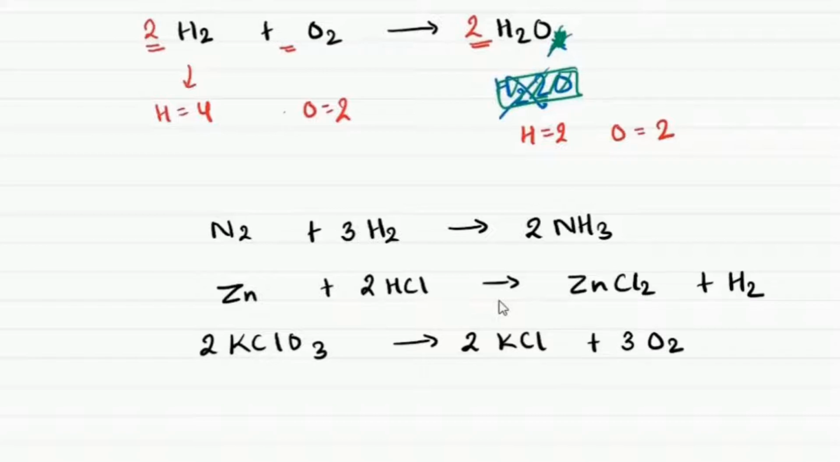And that's it. That's how you just add some numbers in front of these compounds and molecules, and then make the atoms equal in number, and you get your balanced chemical equations.